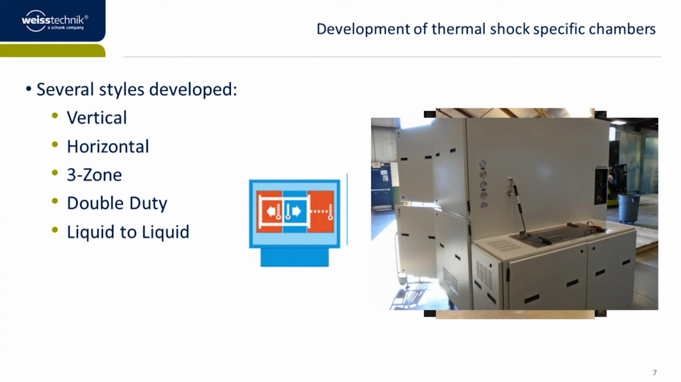And when it transitions, the cold middle will move to the hot top, and the hot bottom will move to the cold middle. So in this example here, the vertical style, you're getting twice as much testing for 50% more chamber. So if customers are concerned about product throughput, a double duty is a way to go.